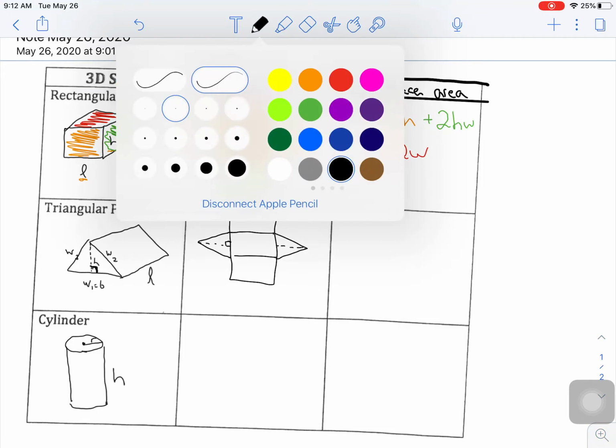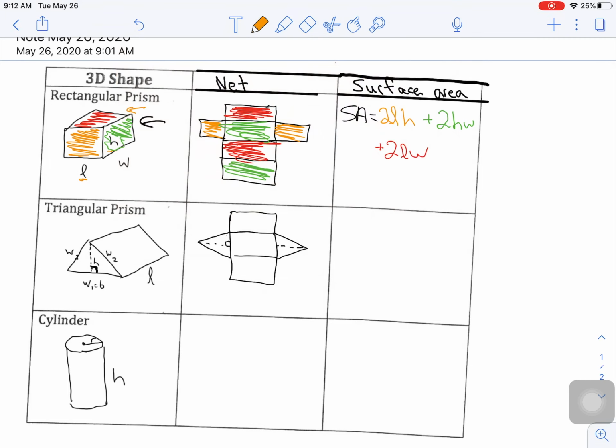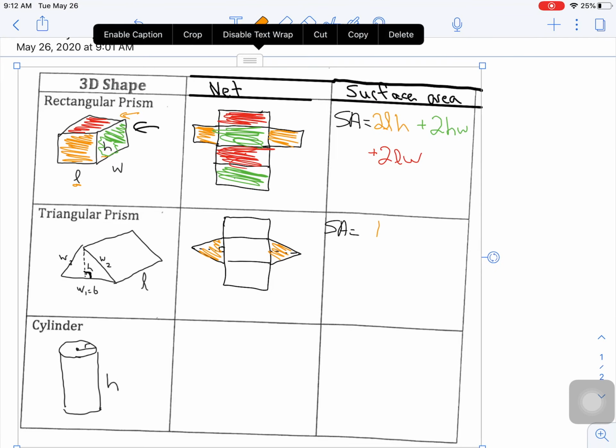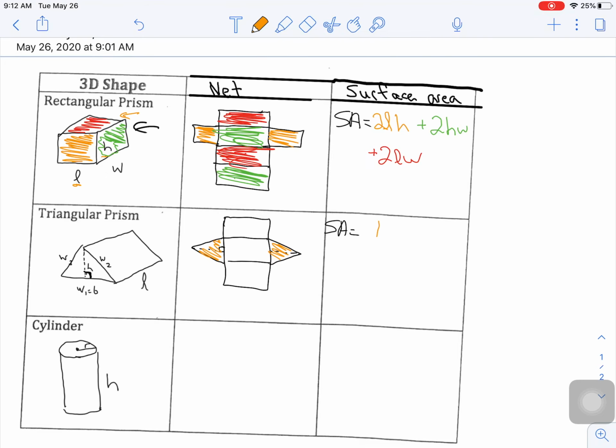Now, first we find out there are 2 triangles, but what's the formula for 1 triangle here? If we have surface area equals, the formula of 1 triangle is base times height divided by 2, but notice that there are 2 of these, so times this by 2. Some of you might realize that the 2's cancel out, but if not, that's fine.